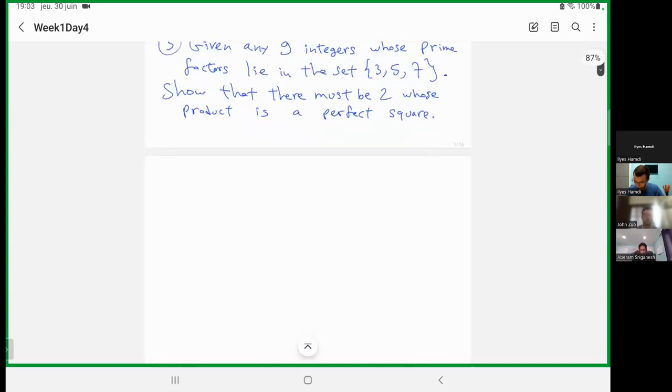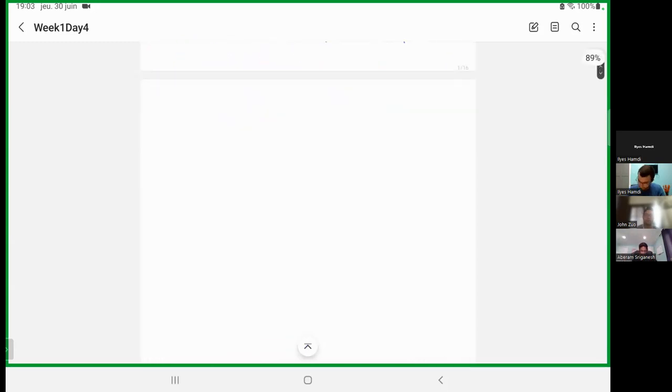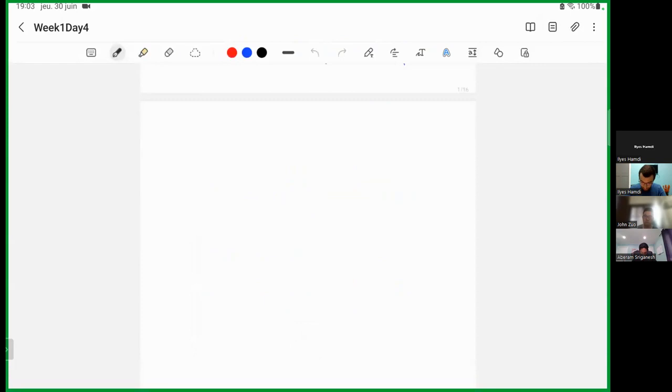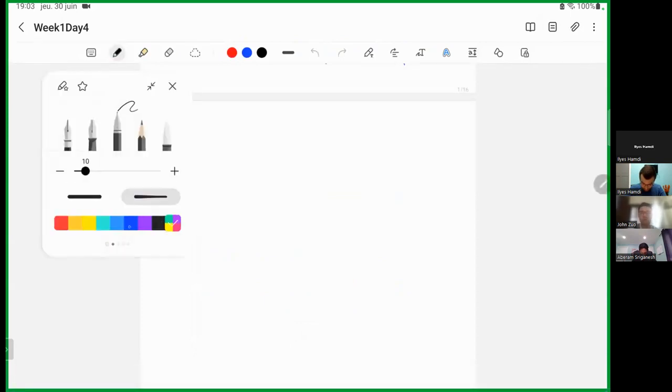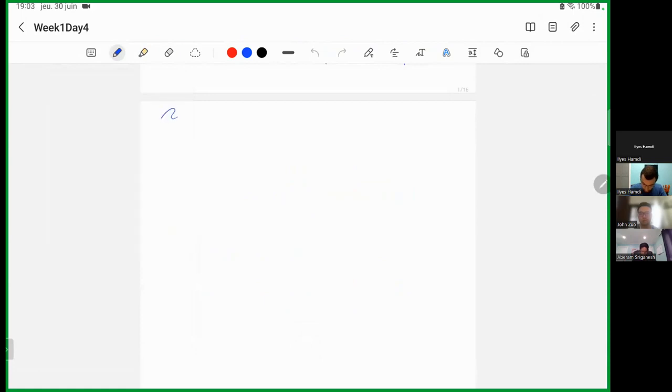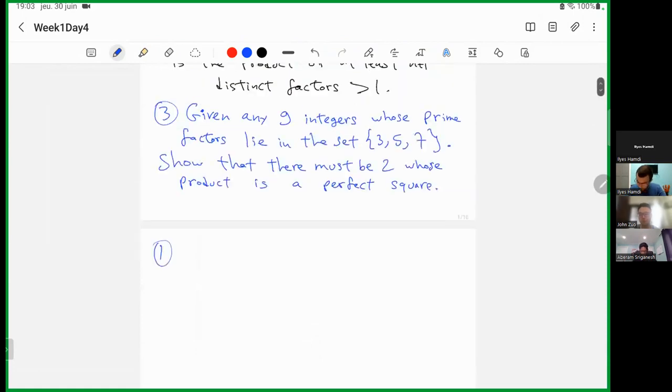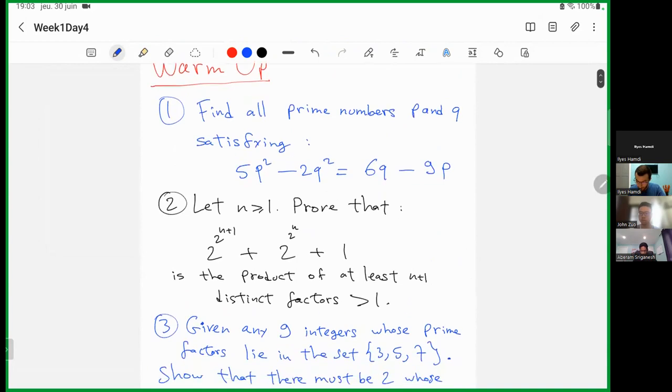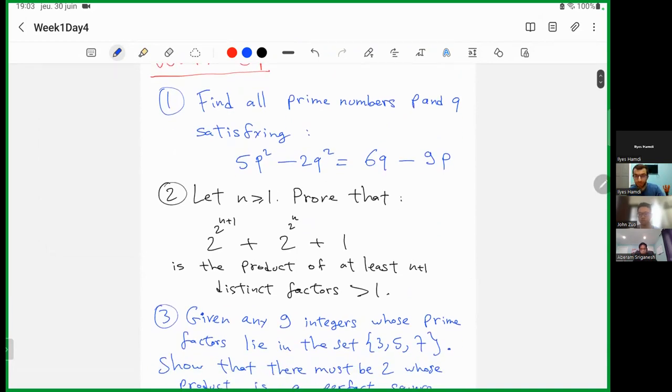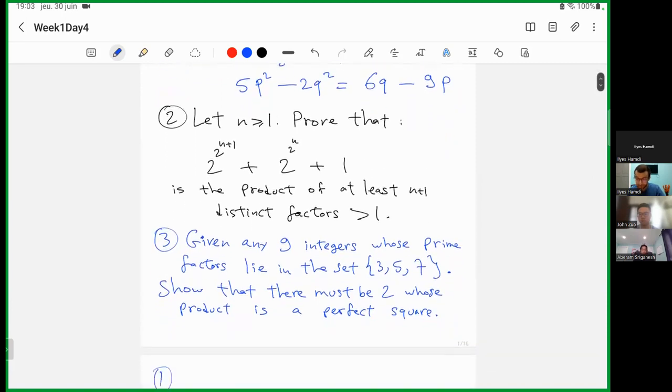Let me zoom in a little. And let's go. Cool. Okay, good. So the first problem, it's an equation. P and Q are prime numbers, both are prime numbers, and we want to solve for this. So please tell me, guys, any ideas you have? What have you tried? What should I do?